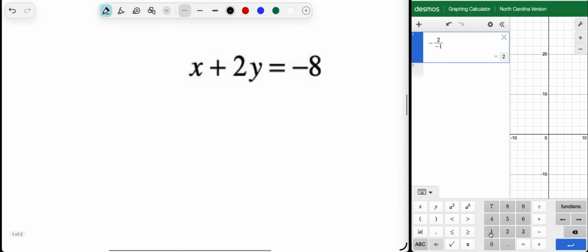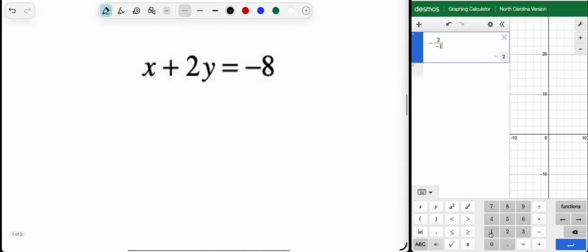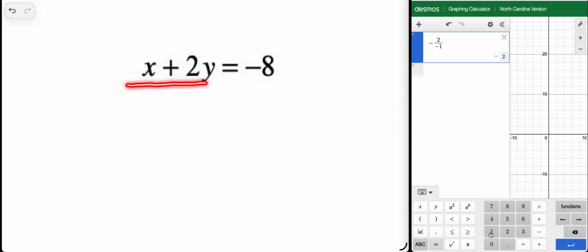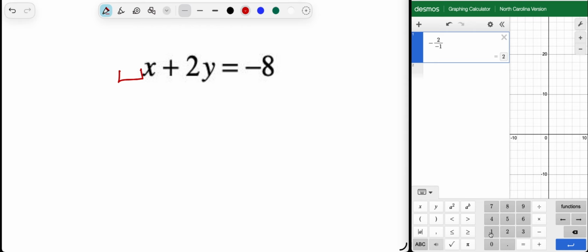All right, so let's do that again. So in this example, we have x plus 2y is equal to -8. So we're going to take whatever's in front of the x, which is no number, so it's going to be a 1 here. We're going to put that at the top of the fraction. We're going to take the number that's in front of the y, move it down and put it at the bottom of the fraction, which is a +2, and then we're going to insert that negative. So what we have is a -1 over +2.